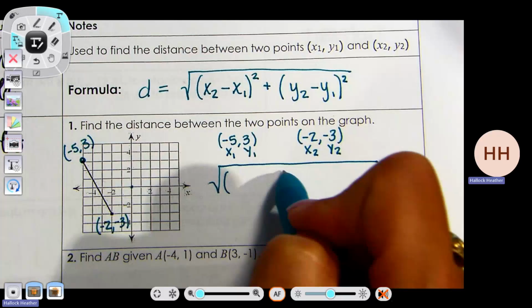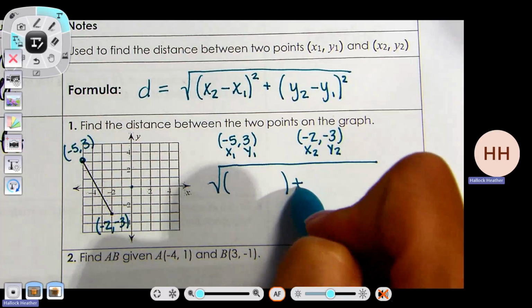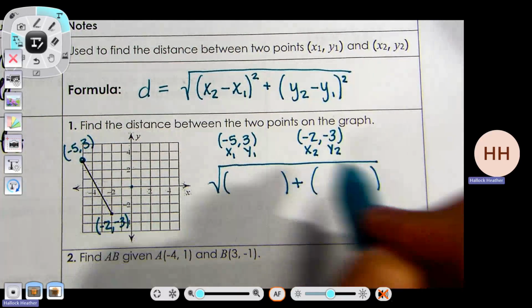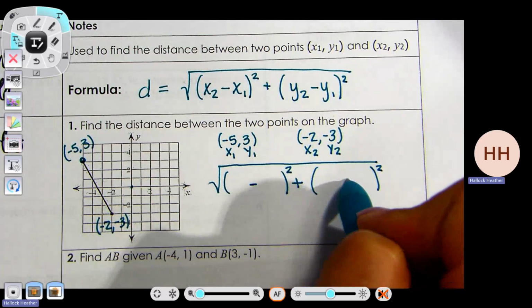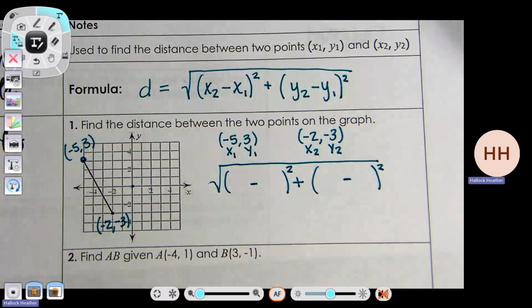I have 2 sets of parentheses. I have a plus sign between them. So I'm just kind of writing an empty formula right now, and then I'm literally going to go back and just plug in my numbers. So there's my empty spaces.